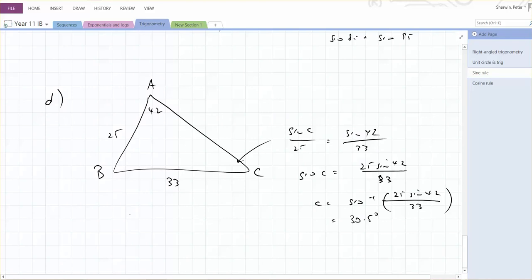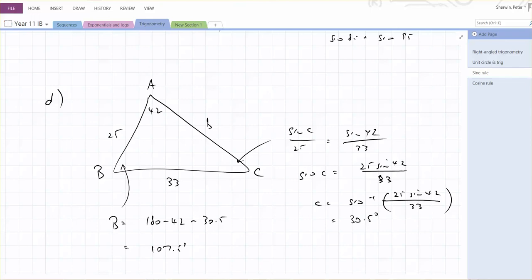And therefore B has to equal 180 minus 42 minus 30.5, which is 107.5 degrees, and then we would just need to work out what side B is, but I'll leave that to you. Okay, over to you, exercise 11H on page 385. Have fun with that.